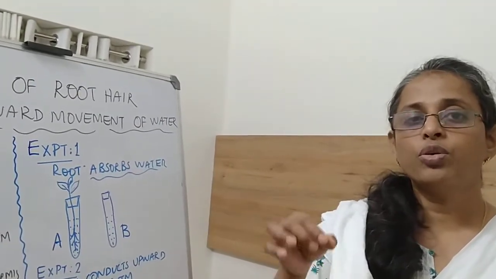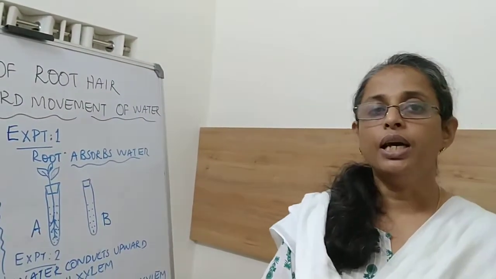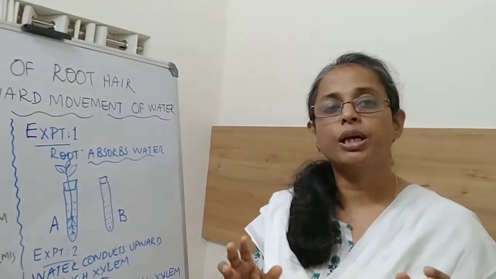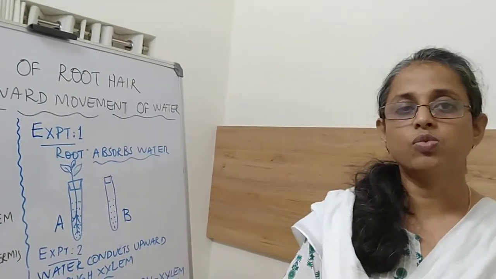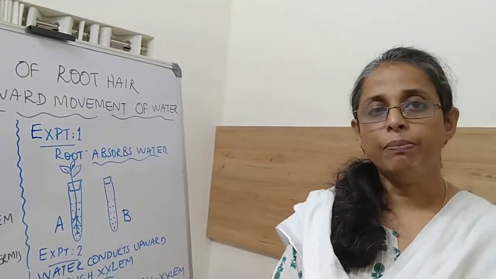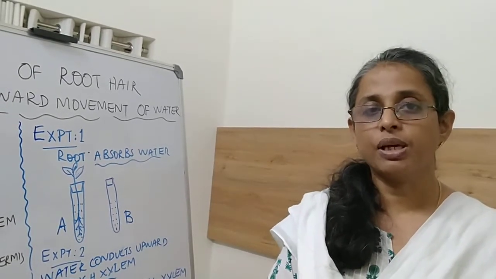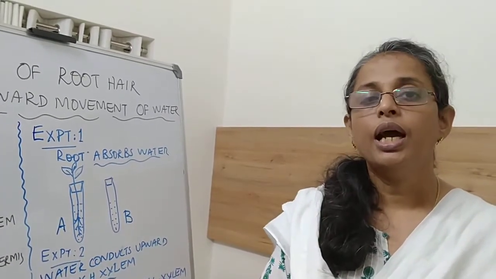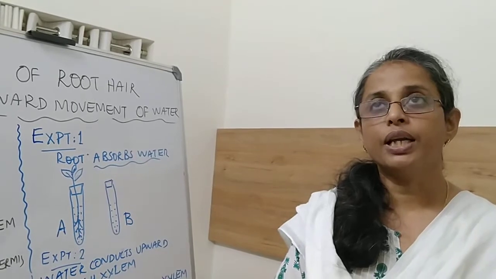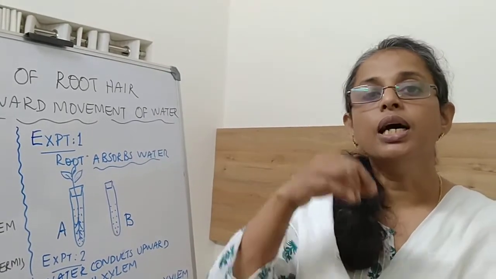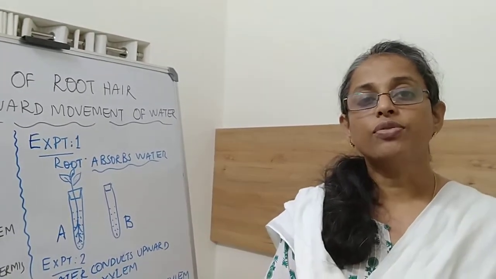Put a few drops of dye into this beaker, and then you have to keep the plant in this water. Keep it for some time, and you observe. If you observe after a day, maybe a day it will take, you can observe that inside the stem there is a red color. What is the reason for that?